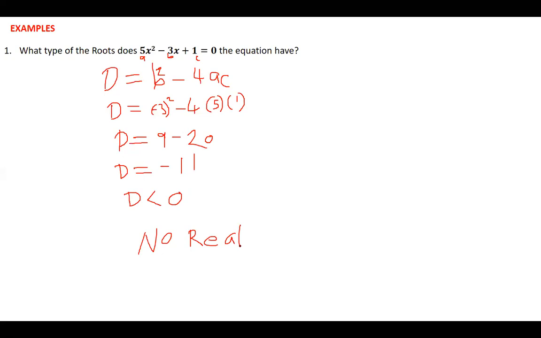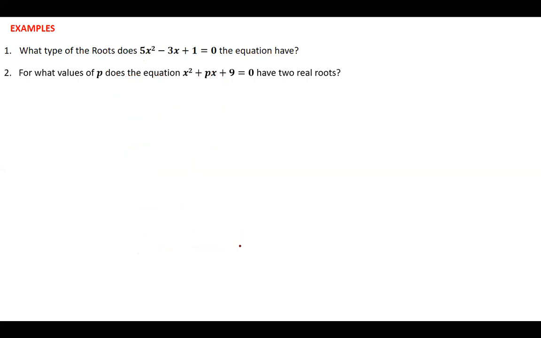Now let us look at the second question. This one has no real roots. If this D was greater than 0, I would have said it has real roots. If it was equal to 0, then I would have concluded that it has equal, or coincident, or repeated real roots.